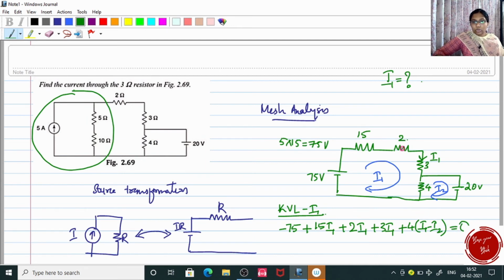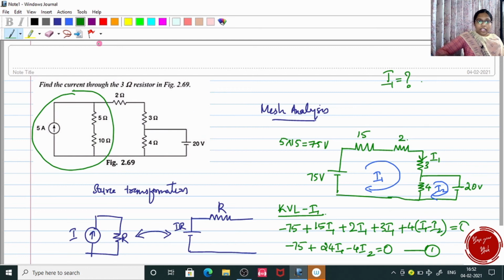So there are 1, 2, 3, 4, 5 components. So we must have 5 terms here. 1, 2, 3, 4 and 5 terms are coming here, right? So let's reduce this. So this becomes your equation number 1.